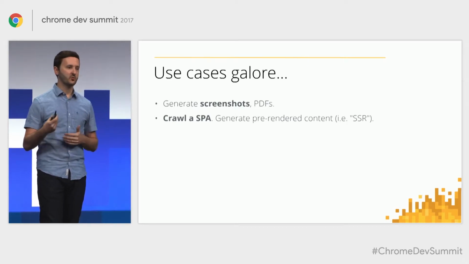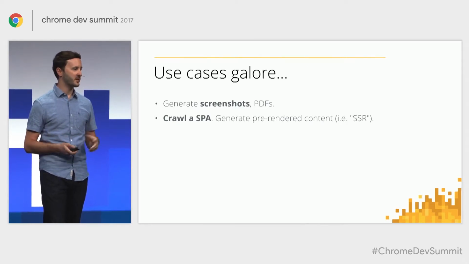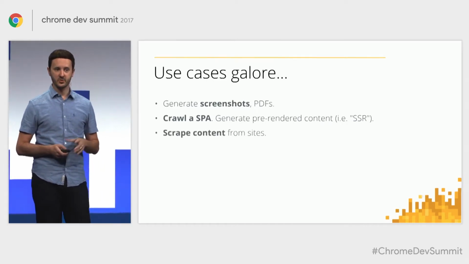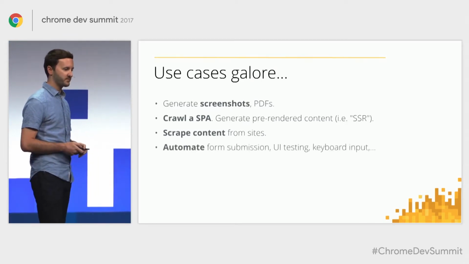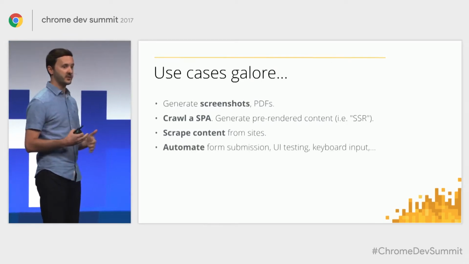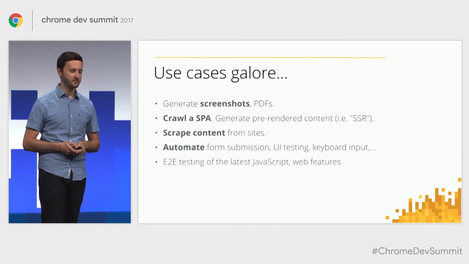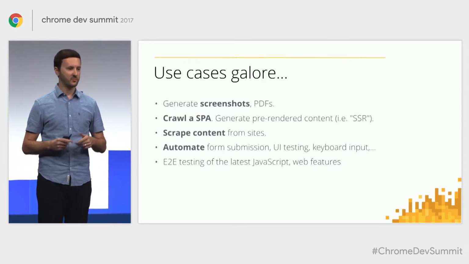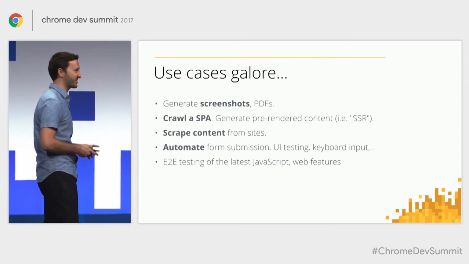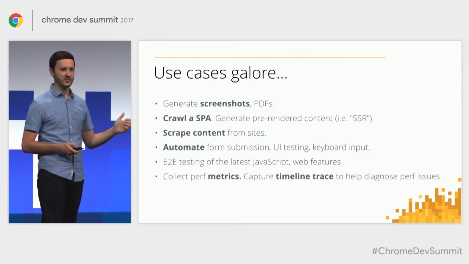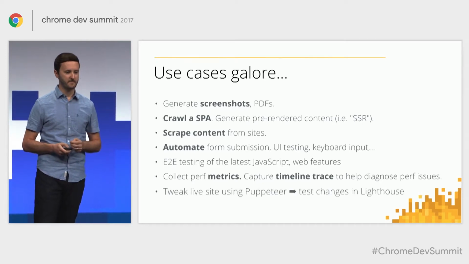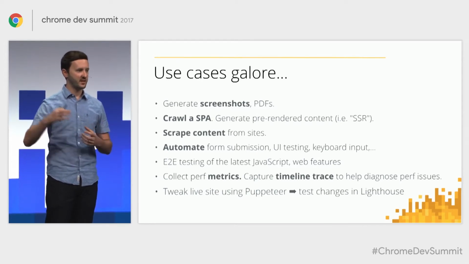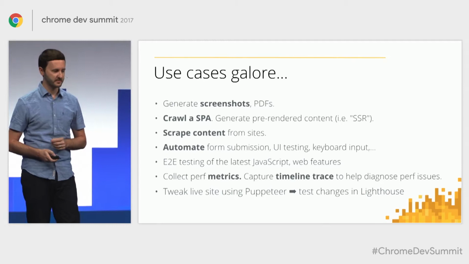But maybe you want to do something like crawl your single-page application and render it server-side in the cloud for SEO purposes. You can do that with Puppeteer and headless Chrome. Scrape content from sites, and we'll show an example of that. Maybe you just want to interact with the page. You can automate form submission, maybe test your accessibility or keyboard handling using Puppeteer's APIs and headless Chrome. I'm excited about end-to-end testing and having the latest JavaScript and web platform features. So we can test Service Worker, really handy if you're building a PWA. Collect page metrics. Paul showed you that in the DevTools. You can do that programmatically in Puppeteer. Hey, maybe you want to take another tool like Lighthouse. You can use Puppeteer to change a page, modify it, test some changes, and then run it through Lighthouse to see how those changes affect performance.